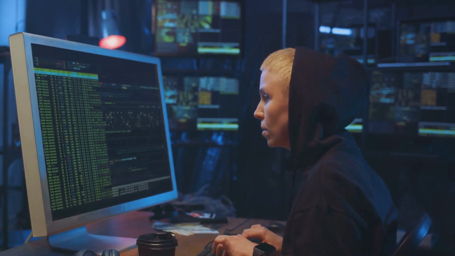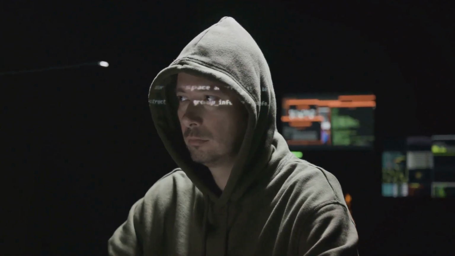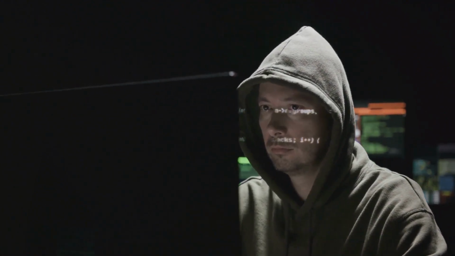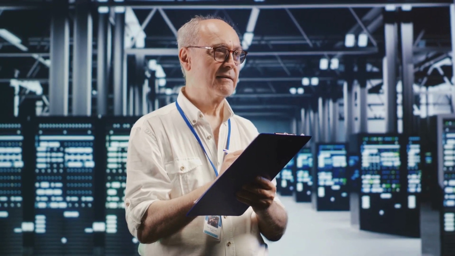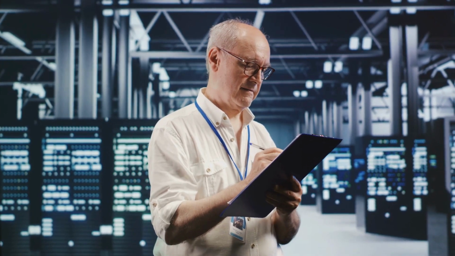So, why is continuous monitoring important? Well, new vulnerabilities are discovered daily, and attackers are always evolving their tactics. Without constant vigilance, you might miss a critical weakness and leave your system exposed. Continuous monitoring helps you stay ahead of the curve, identifying and addressing new vulnerabilities as soon as they emerge.